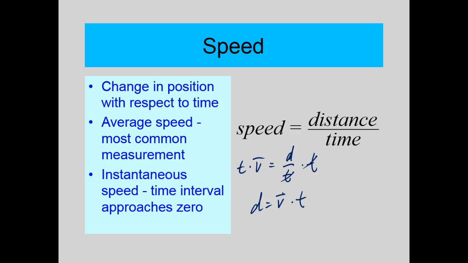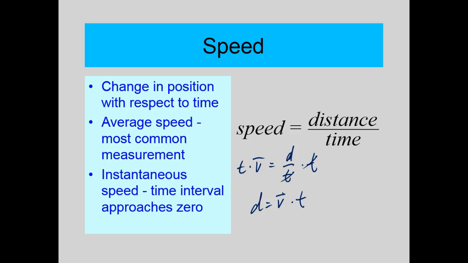Yes? I know you mentioned it before, but the bar with the V, what's that for? That stands for average. Oh, that's average speed. Okay? Sometimes I'll almost put an arrow on it. I don't mean to. That would be a velocity, but that's not what we're talking about here.